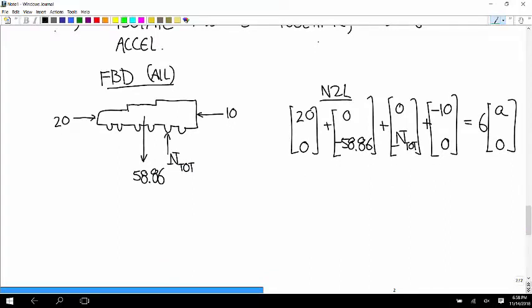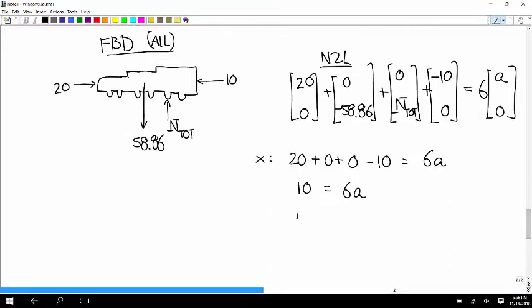And then the only equation that we care about in this case is the x equation. It says 20 plus 0 plus 0 minus 10 is equal to 6a. And so 10 is equal to 6a. And so a is equal to 1.6 repeating meters per second squared.